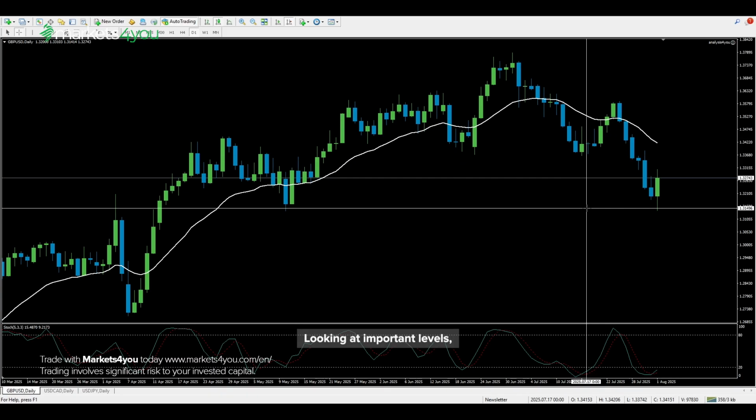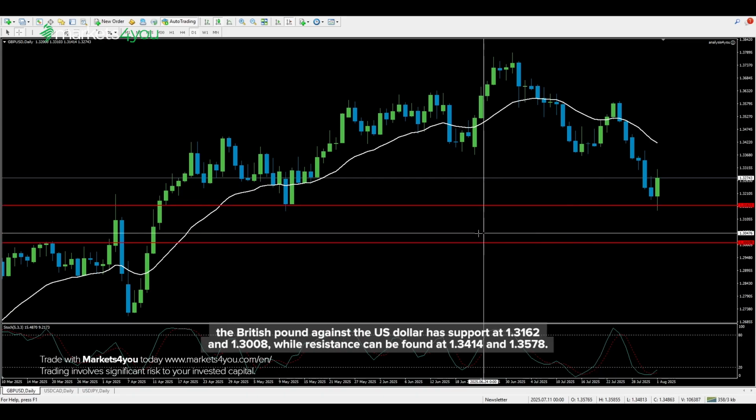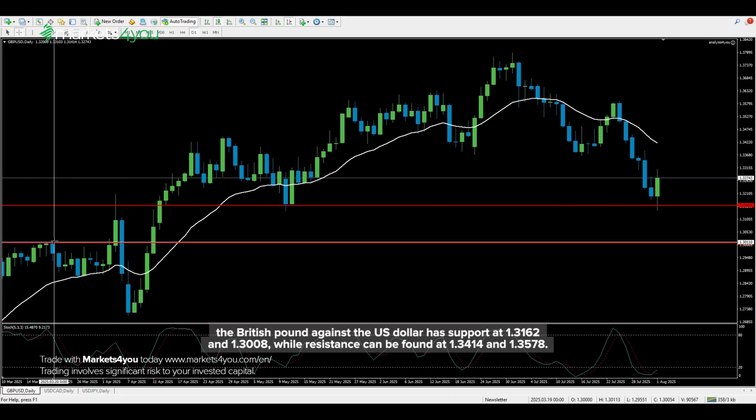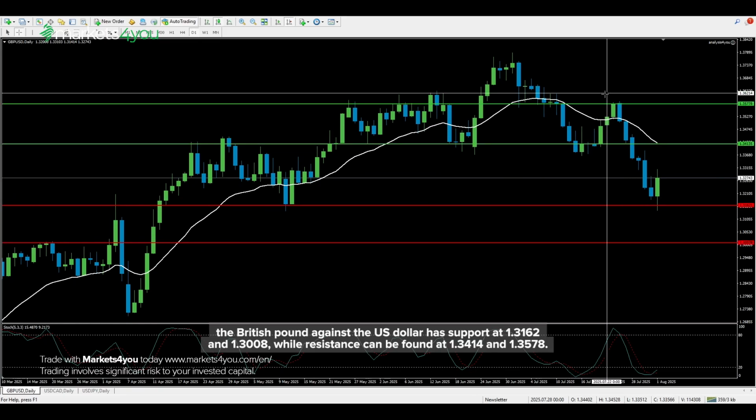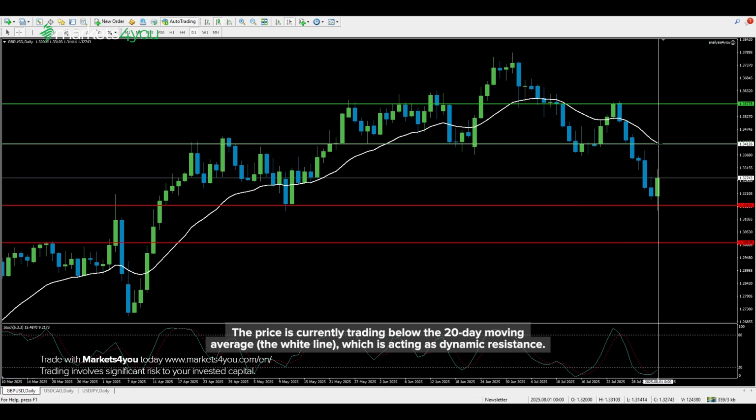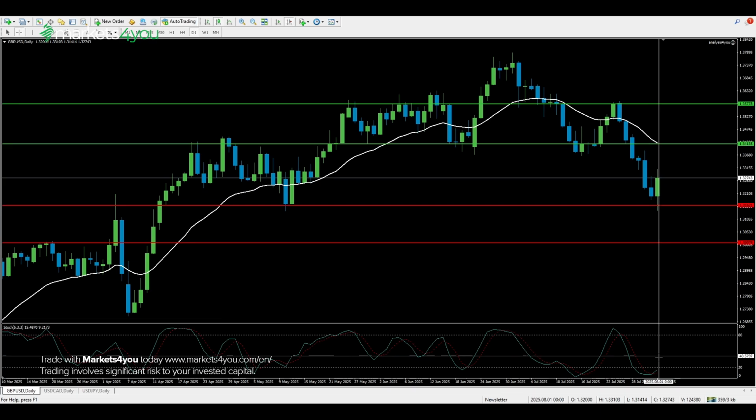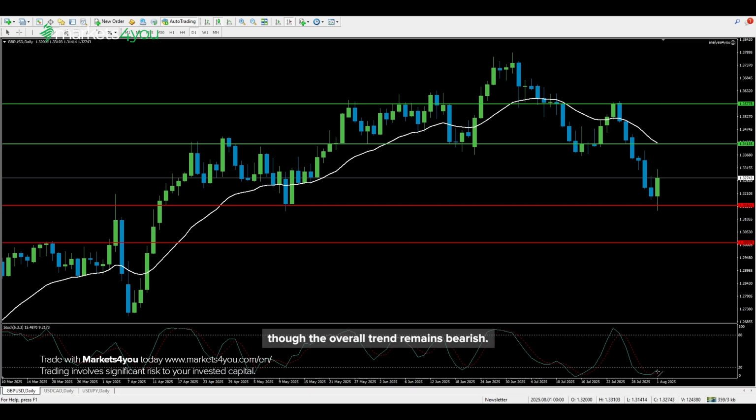Looking at important levels, the British pound against the US dollar has support at 1.3162 and 1.3008, while resistance can be found at 1.3414 and 1.3578. The price is currently trading below the 20-day moving average, the white line, which is acting as dynamic resistance. The stochastic oscillator is moving inside the oversold area, suggesting the pair may be due for a potential bounce, though the overall trend remains bearish.